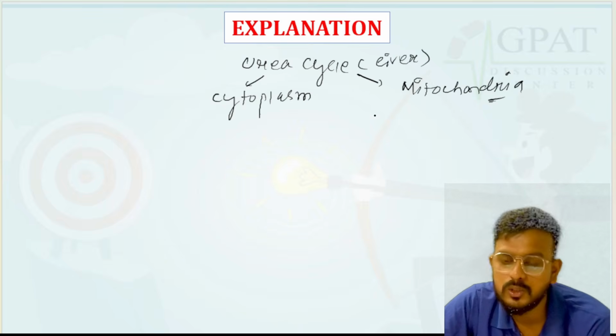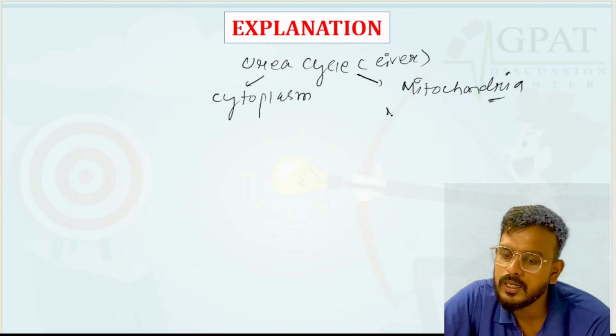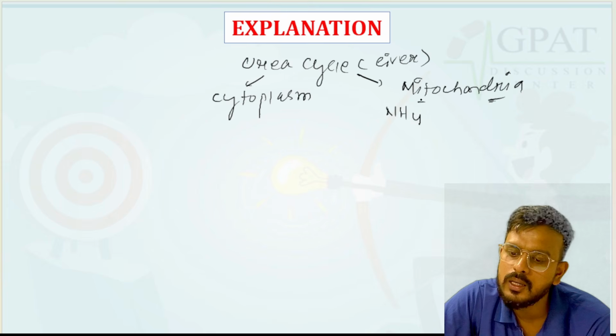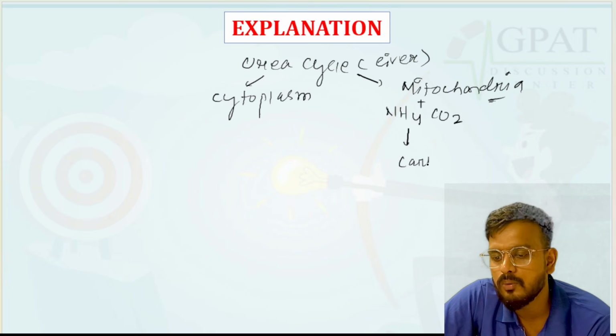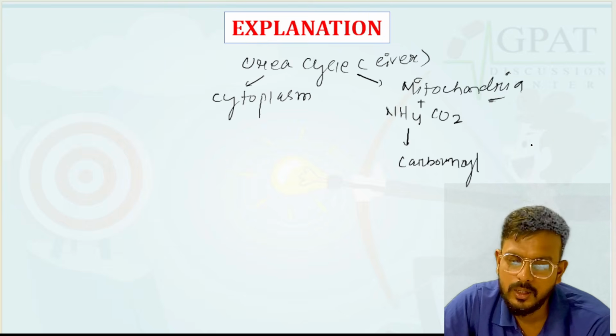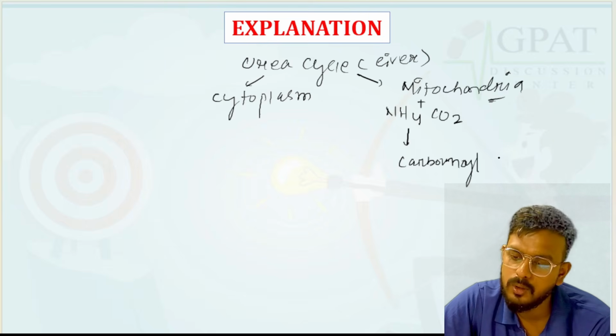So let's talk about this. What is the starting material? The starting material is when ammonia reacts with carbon dioxide. It will form carbamoyl phosphate.